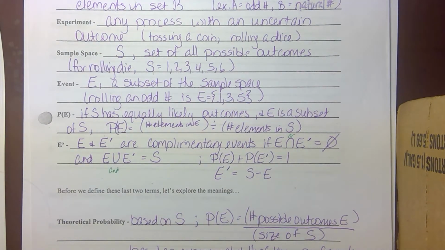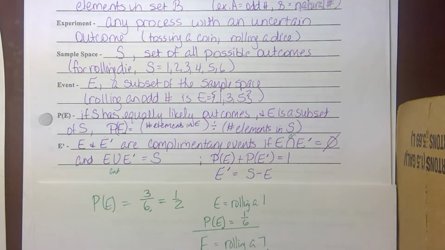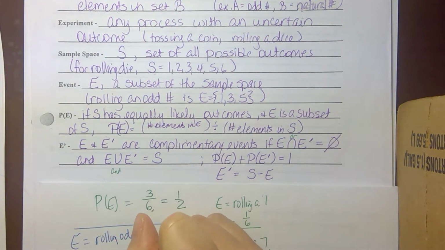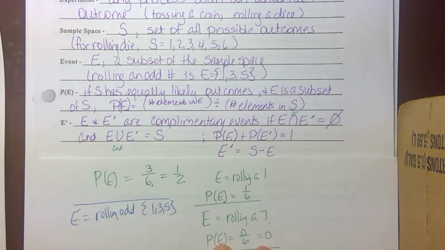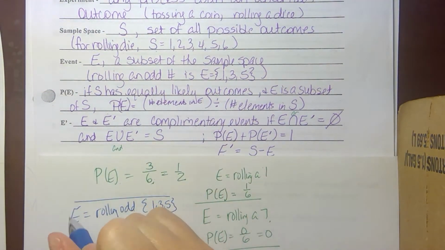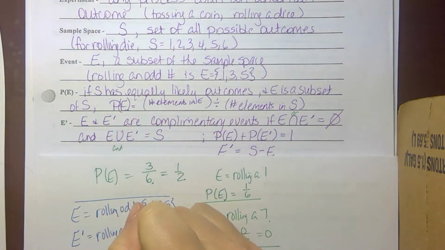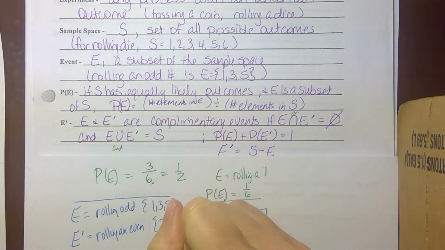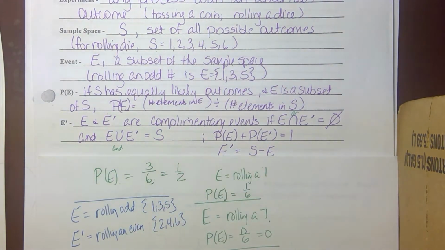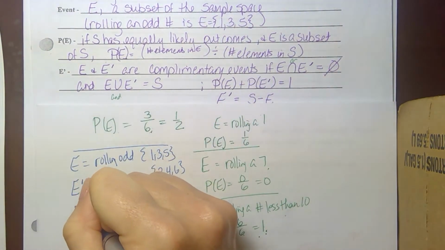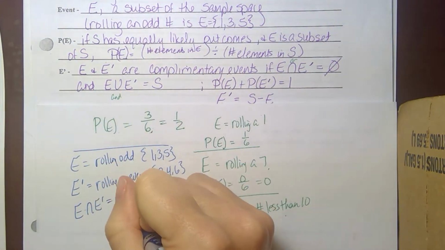So let's look at an example of that. Let's go back to my original event that I talked about. If my event is rolling an odd number, well, that includes 1, 3, 5. What would be the complement of rolling an odd number if I'm rolling one die? Well, the complement of that would be rolling an even number. My even numbers on the die are 2, 4, and 6. If I look at E and the complement, and I think about where they intersect, what they share, they don't share anything.